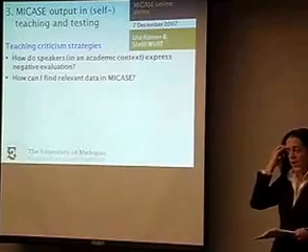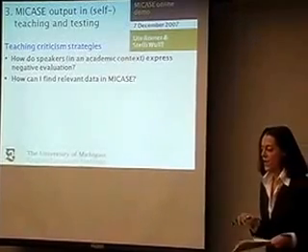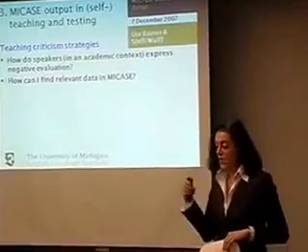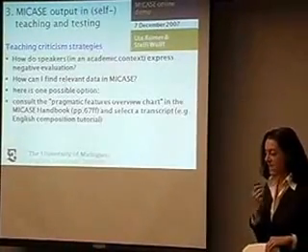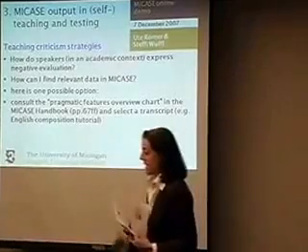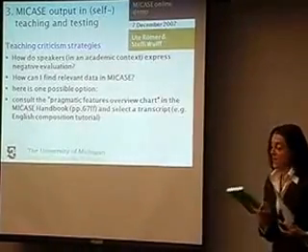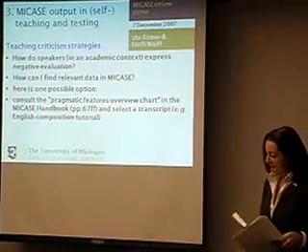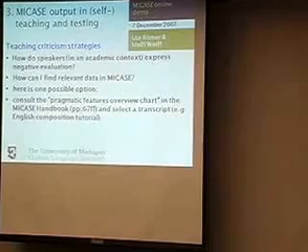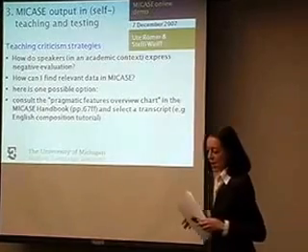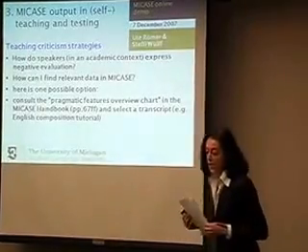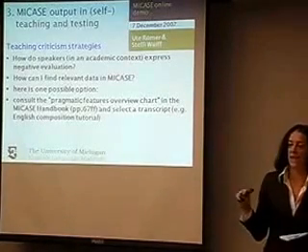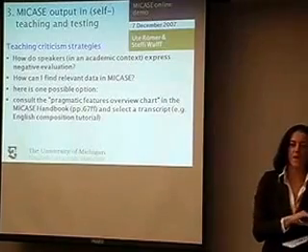But we thought of an alternative to doing that. If you cannot come up with relevant examples, how do you find relevant data in MICASE? One option would be to check the MICASE handbook, which is a valuable resource for any kind of questions around MICASE. And this has a very nice table, maybe you can circulate it. It's called the Pragmatic Features Overview Chart.